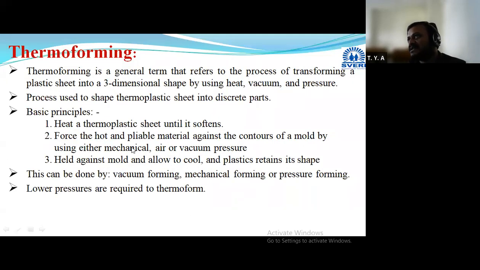In this slide, I have explained the concept in short. You can go through these points. Heat the thermoplastic sheet till it becomes soft. This is basically for thermoplastic material. And force the hot and pliable material against the contour of a mold by using either mechanical, air, or vacuum pressure, and hold it against that mold. We are providing some time for cooling, then it will acquire or retain that shape. So this is the thermoforming process. In this way, the processing part for the plastic material is completed.